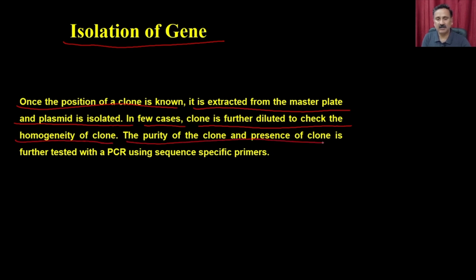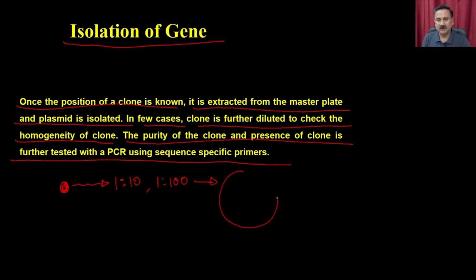The purity of the clone and the presence of the clone is further tested with PCR using sequence specific primers. So what you're going to do is first isolate the clone, and then dilute that into 1:10 or 1:100 dilutions, and then again plate that onto a plate. In that case you are going to get all the colonies. Ideally, if this clone is pure, which means it only has the single gene, all these clones are identical to each other.